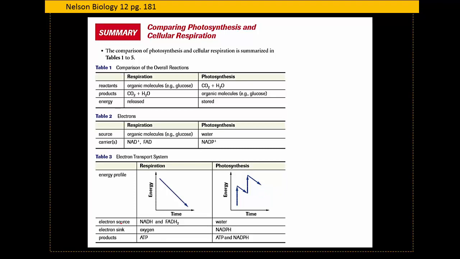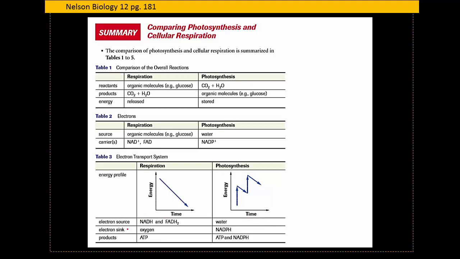The electron source means where the electrons are coming from now. Originally, the electrons are coming from here. It almost seems like this is a contradiction. We got source, and this one says glucose, and this one says this. All we're saying is, in order to create the energy to travel down the ETS, the electrons are being provided by the reduced electron carriers. And of course, in photosynthesis, the electrons are coming from water.